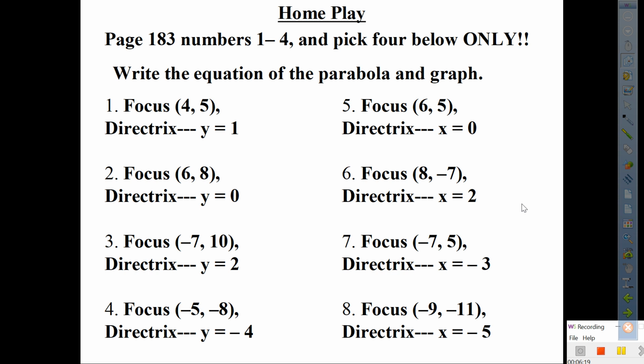So, you need a Cornell note. Get a Cornell note ready. Today we're going to focus on parabolas. You don't need a Frayer model because you already have it, but get a Cornell note for that.